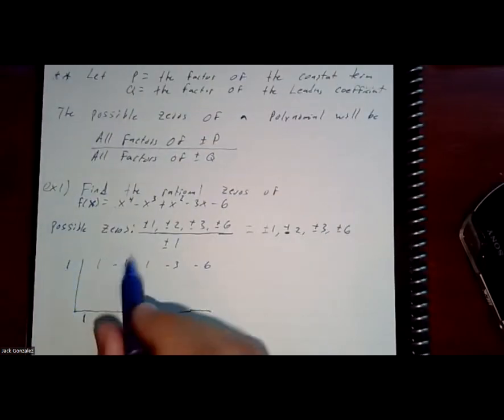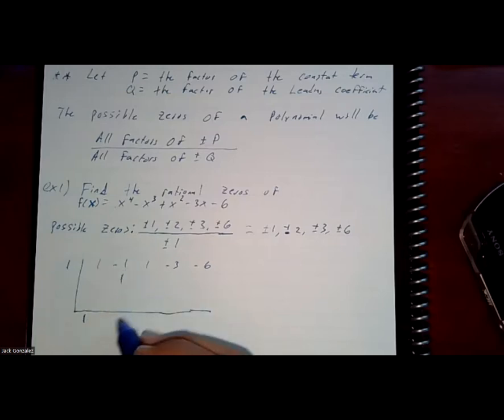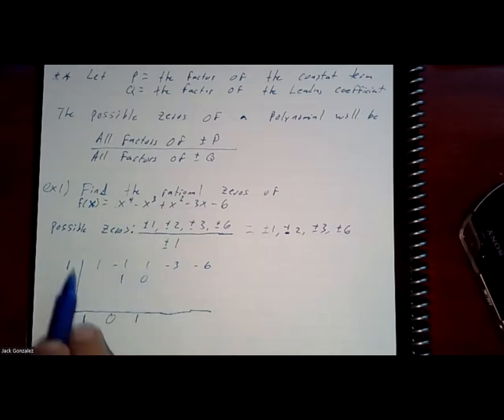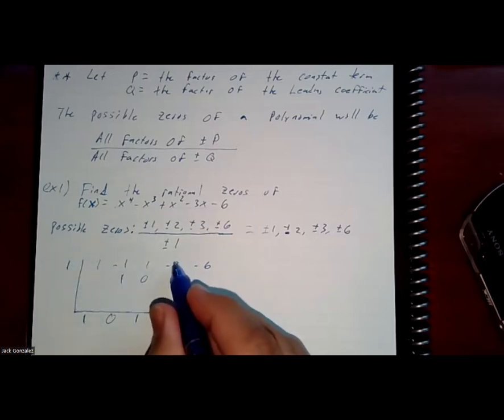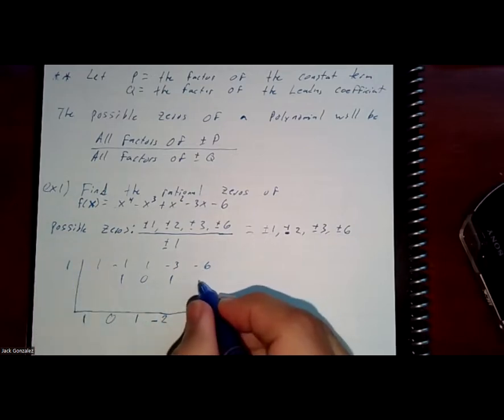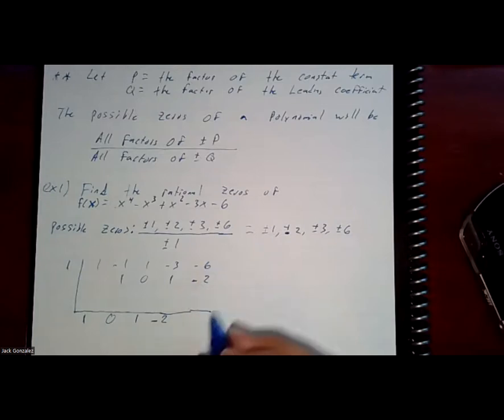So 1 times 1, 1. Negative 1 plus 1, 0. 1 times 0, 0. 1 plus 0, 1. 1 times 1, 1. Negative 3 plus 1 is negative 2. 1 times negative 2 is negative 2. This will be negative 8. It does not appear to be a 0, right?